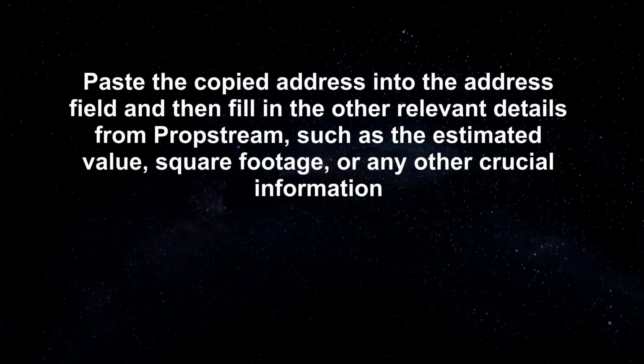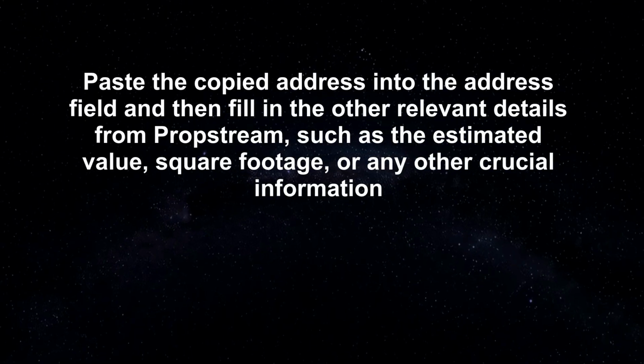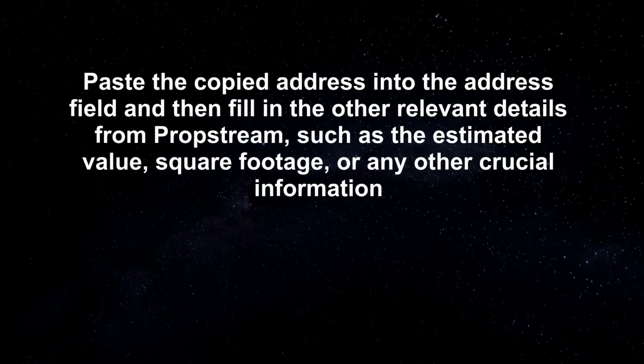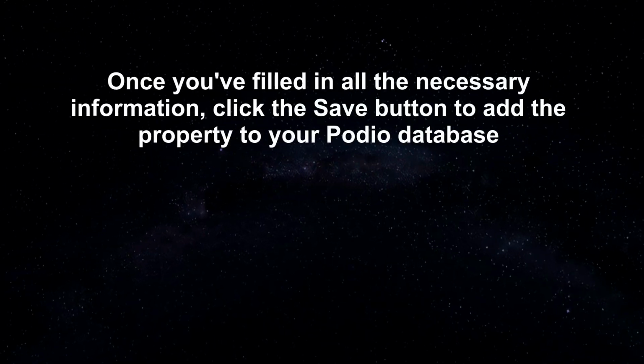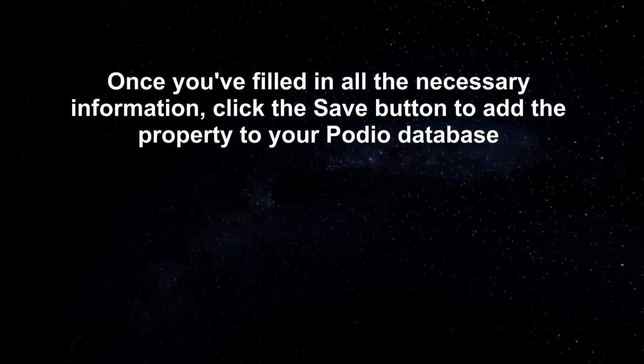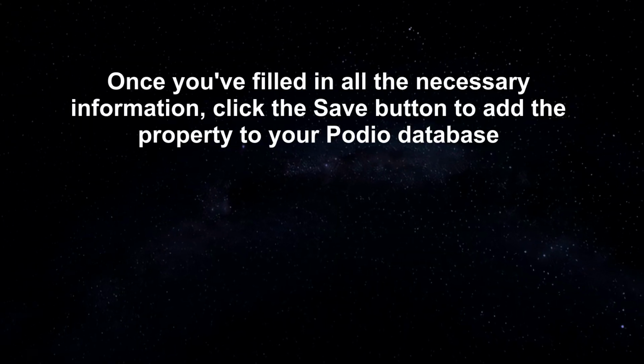Paste the copied address into the address field and then fill in the other relevant details from Propstream, such as the estimated value, square footage, or any other crucial information. Once you've filled in all the necessary information, click the Save button to add the property to your Podio database.